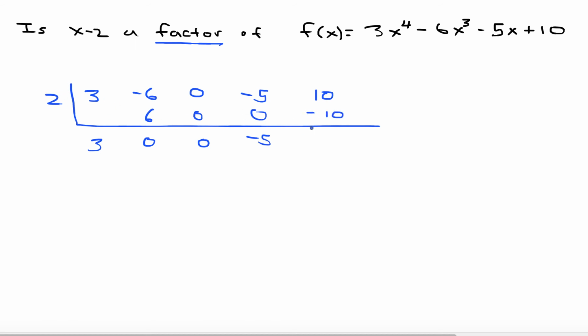Notice what happens at the very end here. Once we add the last column, we get a 0. What does that mean? It means that the remainder is 0. So that means that x minus 2 is a factor of this polynomial.